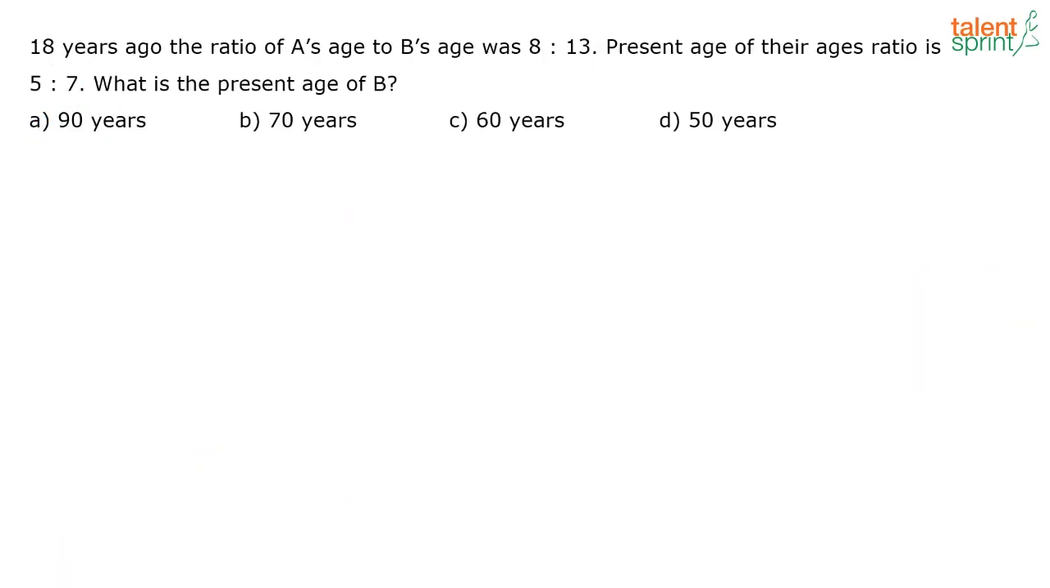Let's look at the next question. So this is also on the concept of ratios. Question on ages using concept of ratios. Try this and give me the answer. 18 years ago, the ratio of A's age to B's age was 8:13.